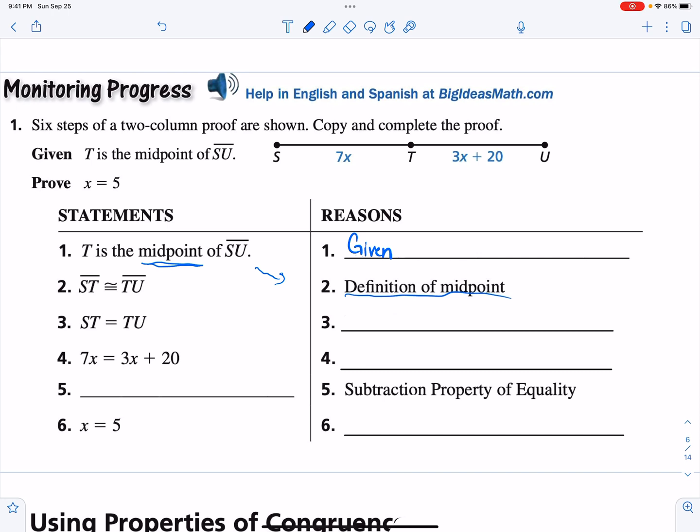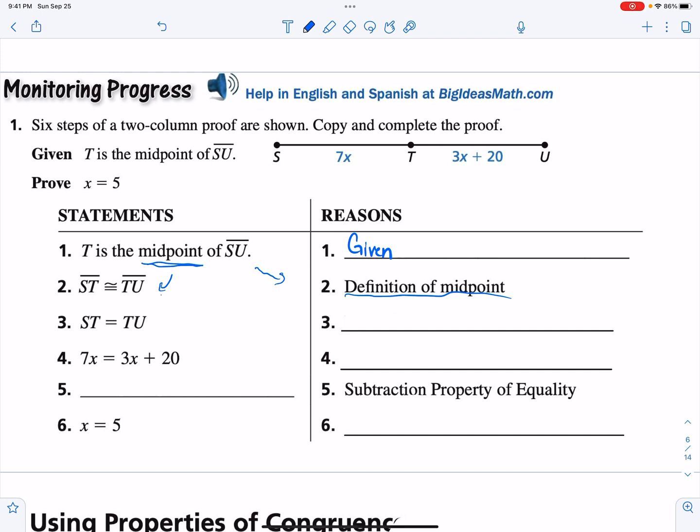So if you see something like a ray bisects an angle, your next statement will have the two angles congruent, and your next reason will be definition of an angle bisector. Okay, that happens very regularly in this class. So we'll want to watch for those key terms because they pop up all the time. And then we can just say definition of whatever in our proof.